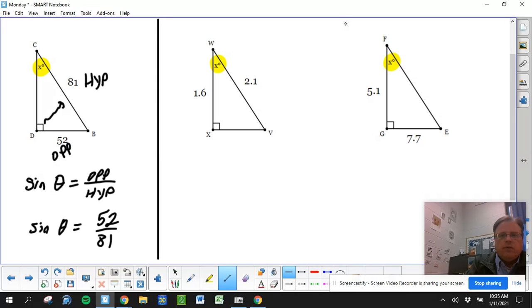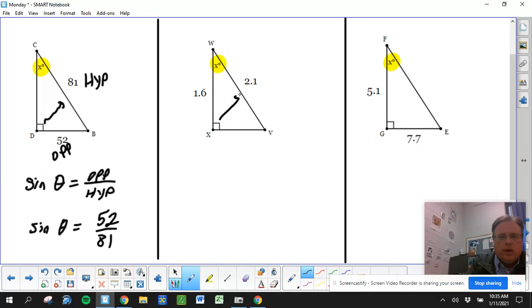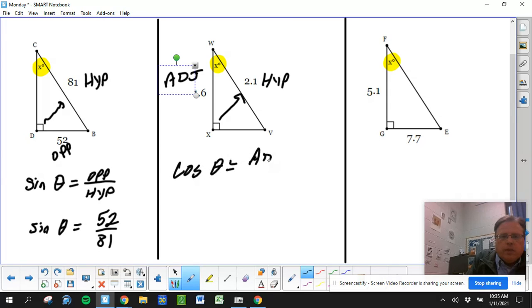Now what about this one in the middle? Well, this one looks very similar. There's the hypotenuse. But we don't have an opposite this time. We've got an adjacent. And so that means we have to use cosine. And the cosine of an angle is adjacent over hypotenuse.